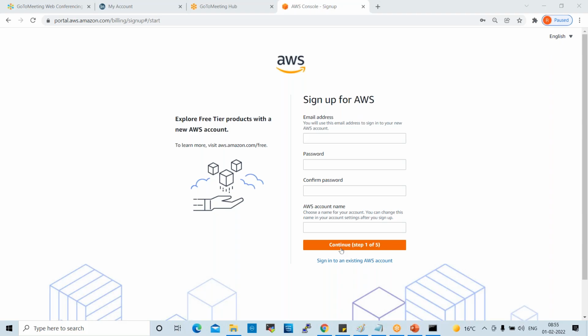How long can you use the account? This is a 1 year free account. Within 1 year, you can use this account. AWS is providing 1 year free, while Azure is providing 3 months only and GCP, Google Cloud, is providing 2 months only.